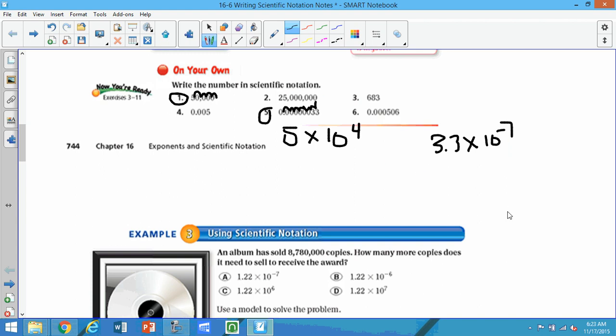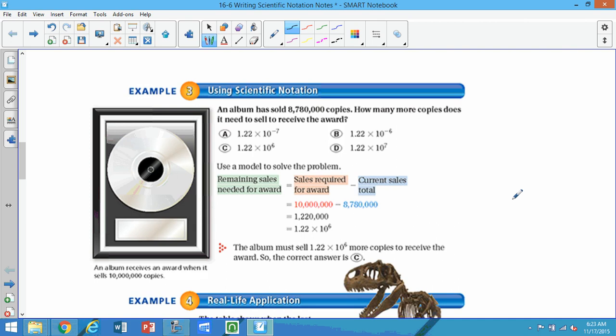Not too difficult. Then you can use scientific notation. So this is an example of a real life situation where you would probably use it, and there's a little math involved in using it. So you have to do both. If you look at example 3, it says the album has sold 8,780,000 copies. How many more copies does it need to sell to receive the award? And down here it tells you what they need to sell for the award. So you have to do a little subtraction first.